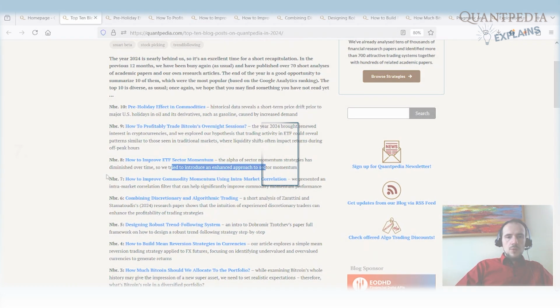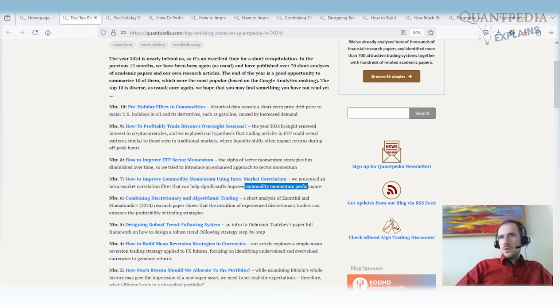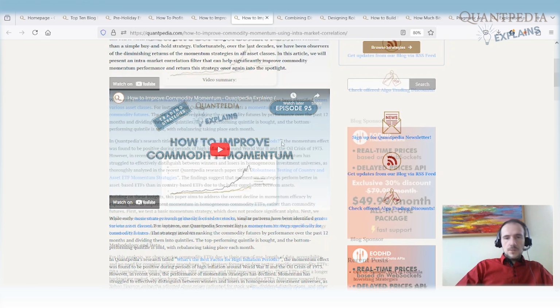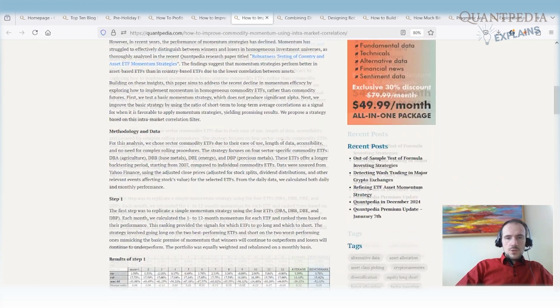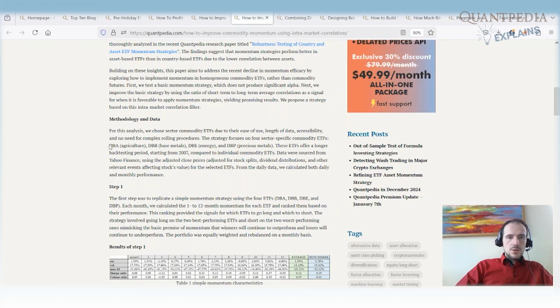Number 7, how to improve commodity momentum using intra-market correlations. Once again, the commodity momentum doesn't work as it worked 10 years ago or 15 years ago. So what we did is that we introduced a new correlation filter. So we compared the short-term and long-term correlation between the individual commodity sectors. Our trading strategy uses not individual commodities but commodity sectors like agriculture, base metals, energy, and precious metals.